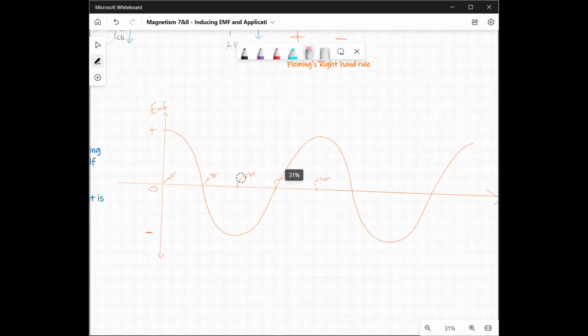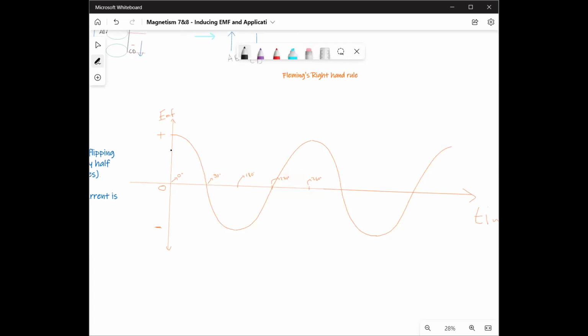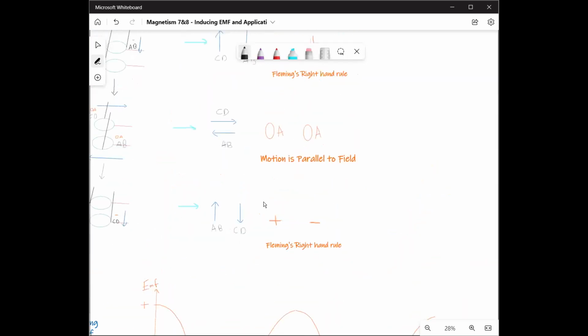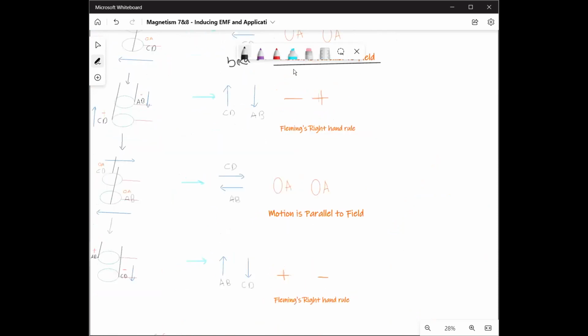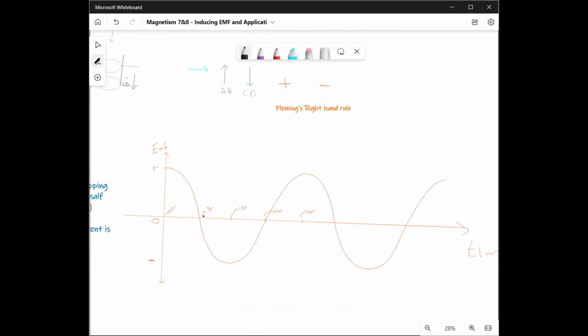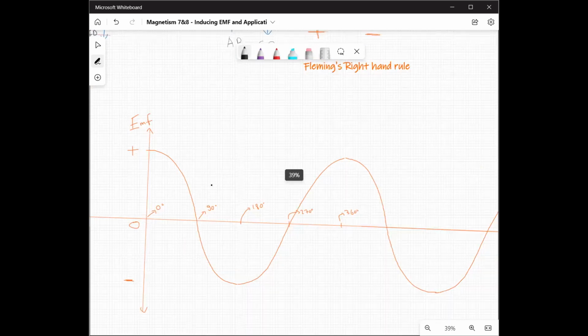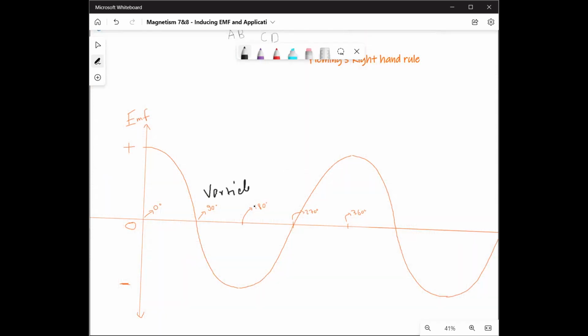Can you see this? Yeah. It starts at positive, right? Because at first, AB was moving upwards, so it's positive. This is for AB only. Then it became 0 at 90 degrees because it's now vertical. It's parallel to the field. Again, it's horizontal, but at the opposite place. So now it's downwards. It's negative. Again, vertical, so 0. Then up. Over here, it's moving down. Whenever it's down, it's negative. Whenever it's up, it's positive. We're talking about the motion.